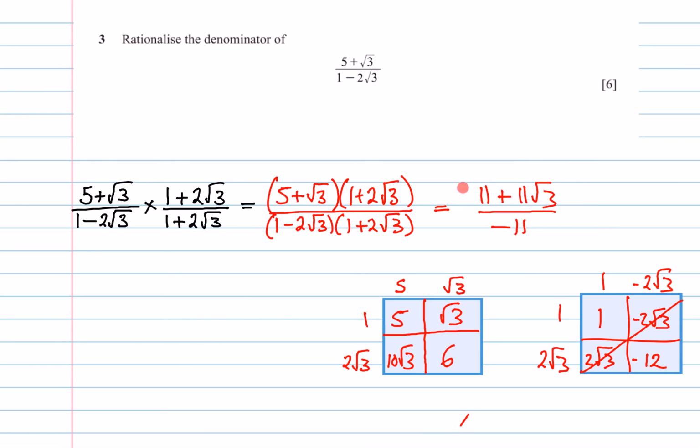Now we can go one step further here and divide each of the terms by 11. This then gives us 1 plus root 3 over negative 1, which is really the same as minus 1 minus root 3. And that is the final answer for this question. Minus 1 minus root 3.